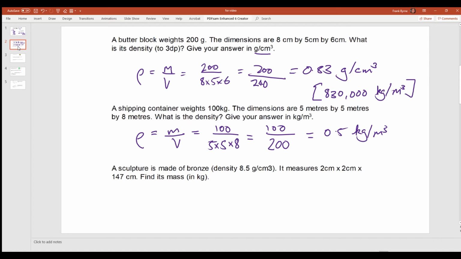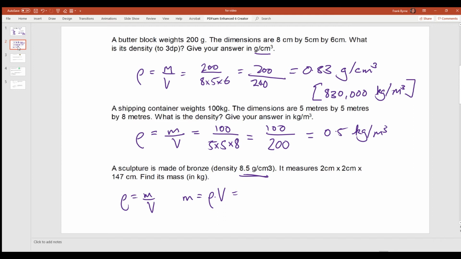Okay. A sculpture is made of bronze, density 8.5 grams per centimeter cubed. It measures 2 centimeters by 2 centimeters by 147. Find its mass in kilograms. Okay. Density equals mass over volume, so mass equals density times volume.